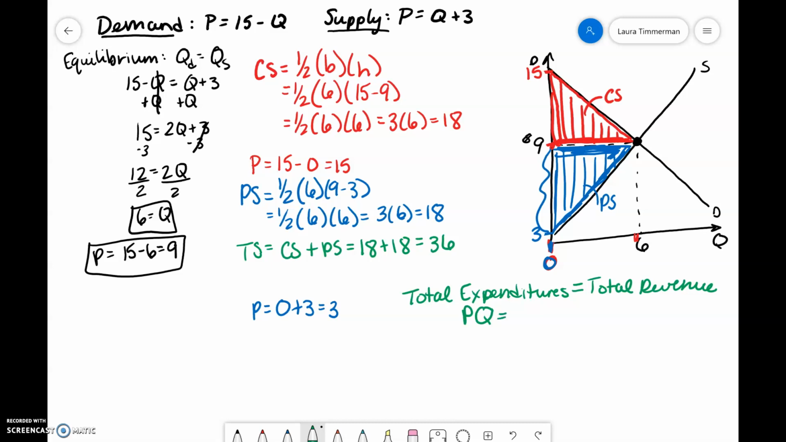So going back here, we found our equilibrium price to be 9, our equilibrium quantity to be 6, and 9 times 6 is $54. So the total revenue and the total expenditures is $54.